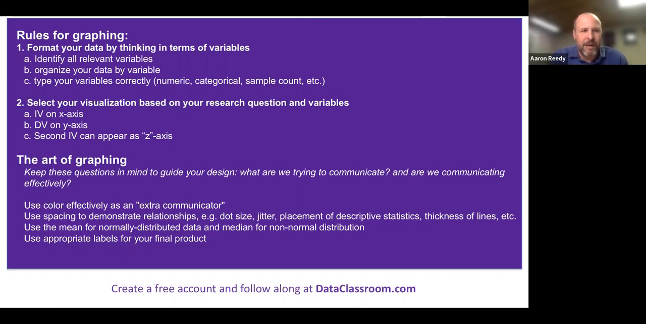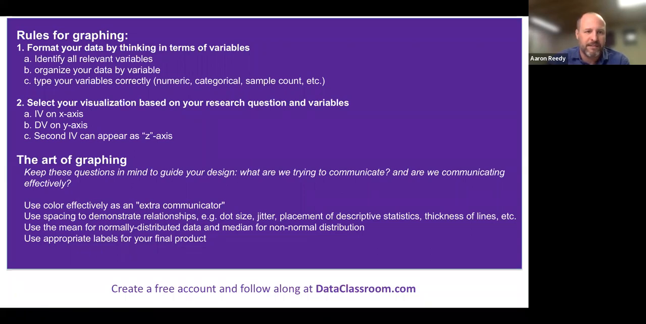But these are some guiding principles when thinking about rules for graphing. Data formatting is really, really important. You want to make sure that you identify all relevant variables, and organize your data sheet by those variables, where each variable gets its own column. And then you want to choose the type of variable correctly so that you can get to the options that you want. This is things like thinking about, is it numeric, is it categorical, is it sample count? In most cases, if you've organized your data in a tidy fashion, numeric and categorical are going to cover 95% of your cases there.